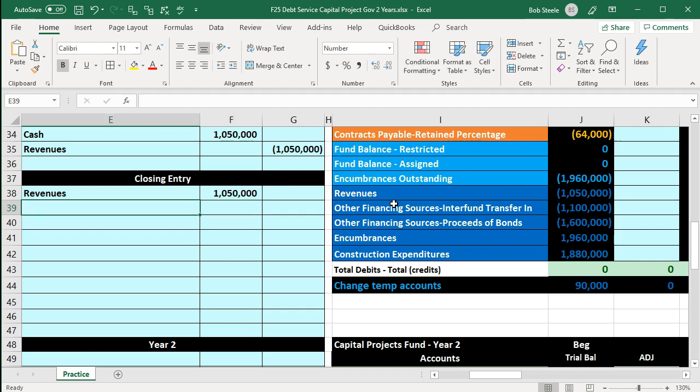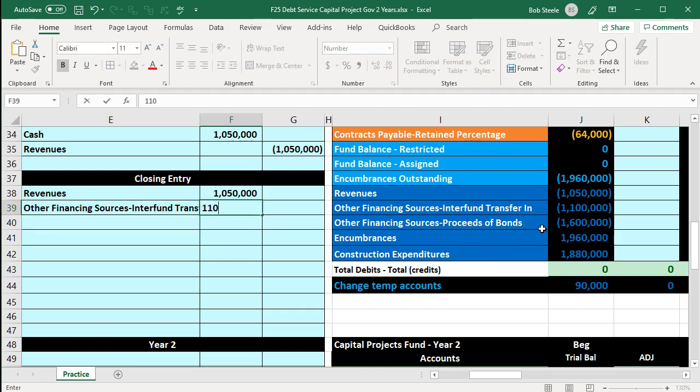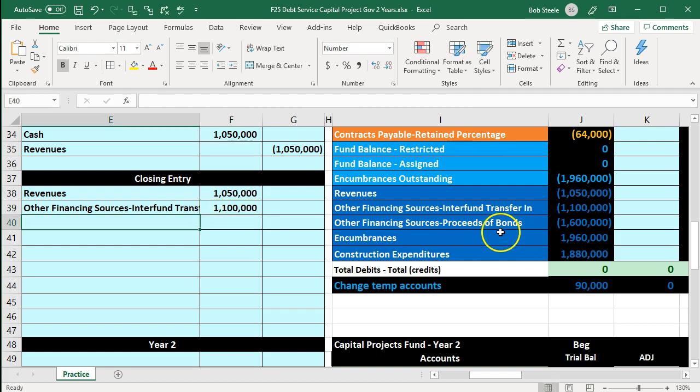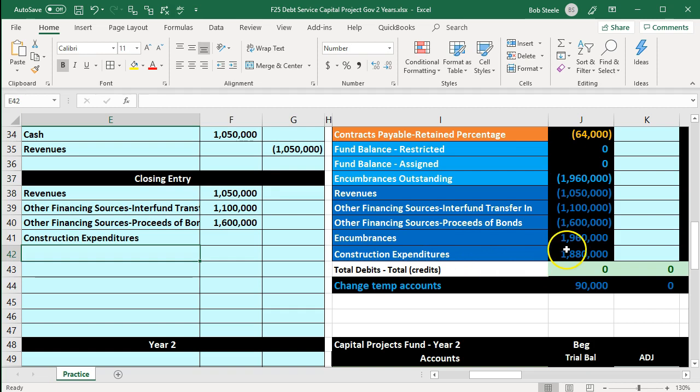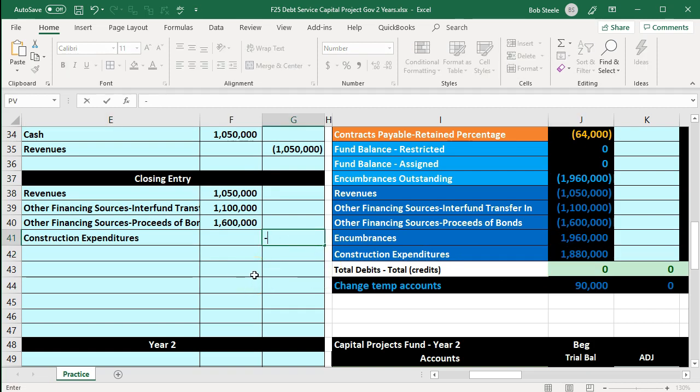And then we have the other financing sources. We're going to debit it because it's got a credit in it. So we're going to pick up that amount. We're going to debit it for 1,100,000. And then we have the other financing sources for the proceeds on the bonds. It's got a credit in it, so we're going to debit it for 1,600,000. Then we have encumbrances. We're not going to do anything to that. We're going to keep that there because this is just going to match out to its own kind of equity type of account. And then we're going to pick up the construction expenditures. It has a debit in it, so we're going to credit it for whatever we need to make it go to 0.